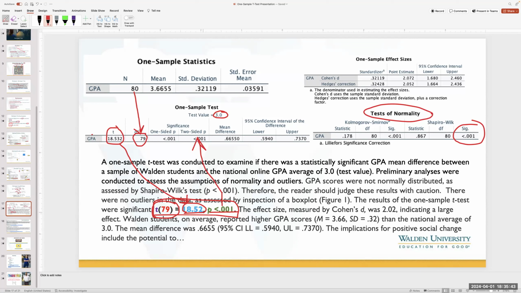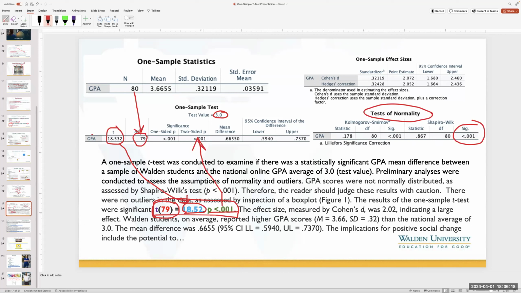Yes. On this slide, you note that, quote, the reader should judge these results with caution because the GPA scores are not normally distributed. My question is, is there a point at which, when you're looking at the data and its distribution, if you do not have a normally distributed data set for that particular variable, when does one not proceed to do a one sample or other parametric test because it's not normally distributed? I thought that was one of your going-in assumptions.